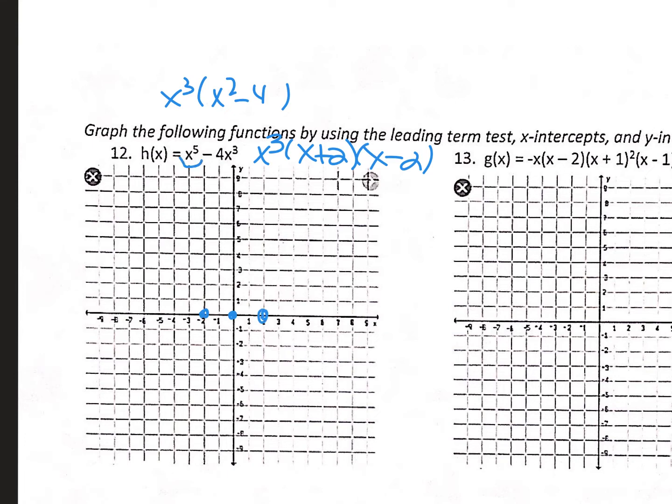Now, because this was odd and positive, I know it's going to go down to the left and up to the right. Also, because there's no squares anywhere, there's no bouncing of the graph off the axis, so it's just going to pass through, and pass through. Okay, that's all you have to do on that one.